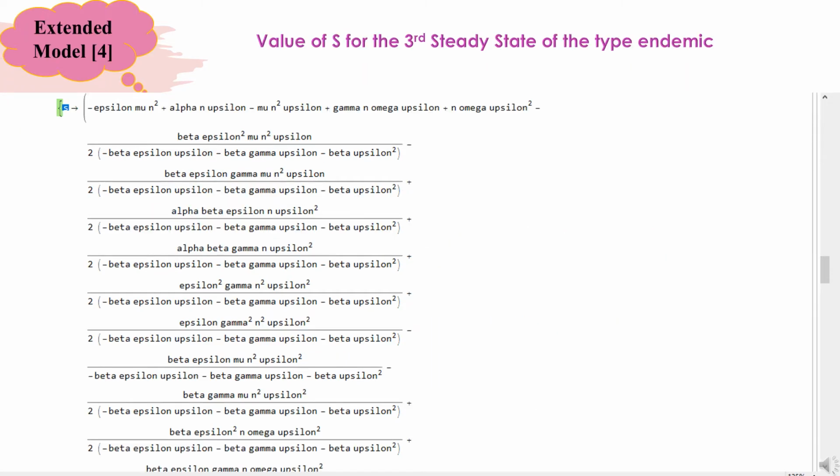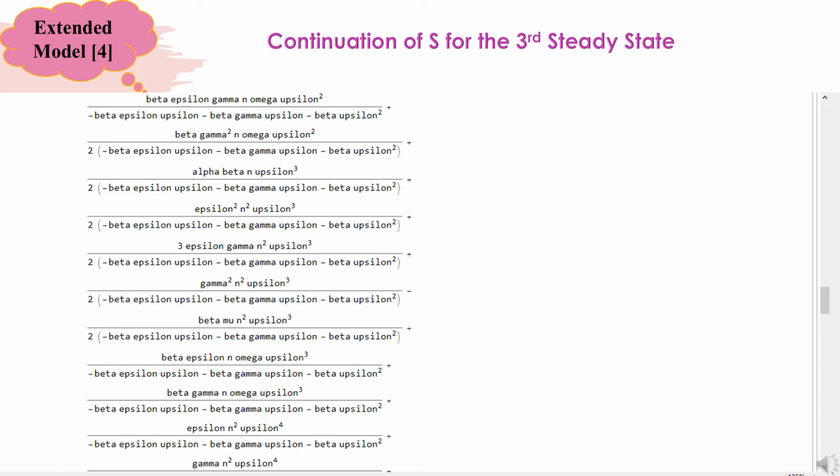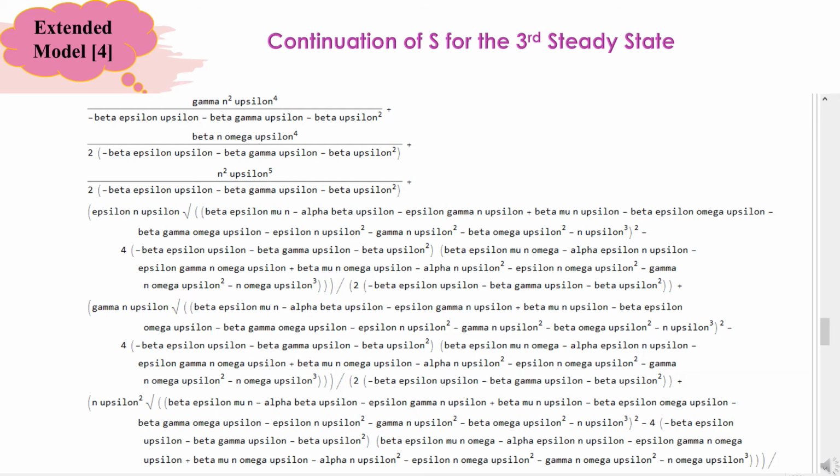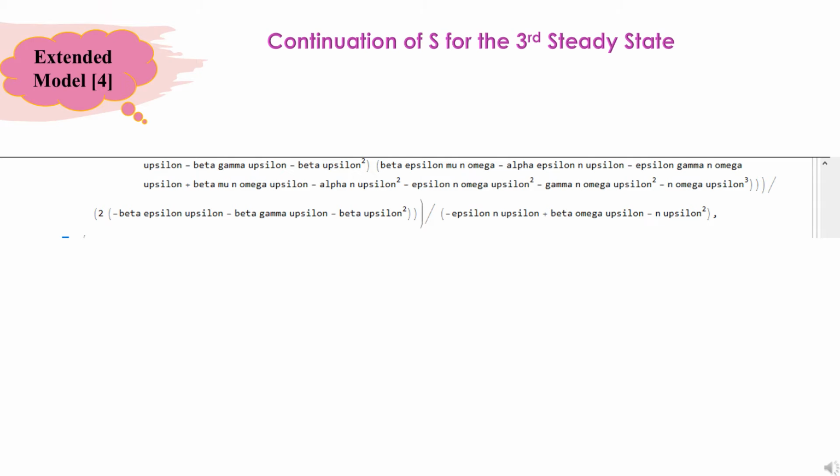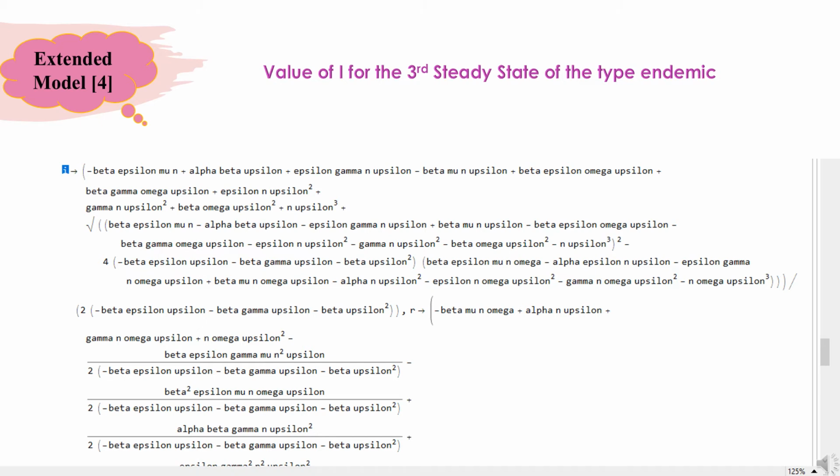This is the value of S for the third steady state of the endemic type. The following slides show the continuation of S for the third steady state, up to its final continuation. This slide then shows the value of I for the third steady state of the endemic type.